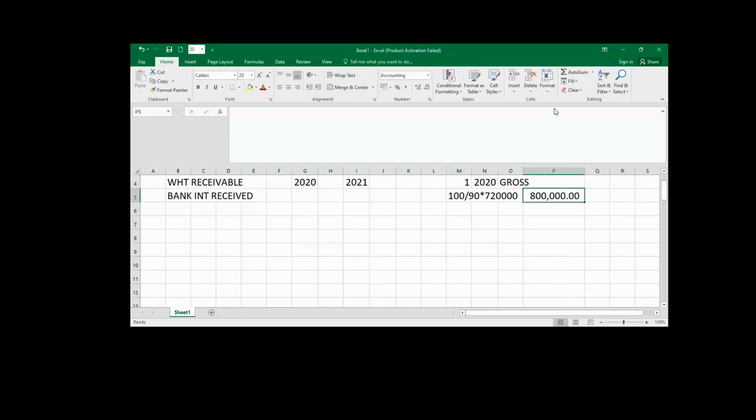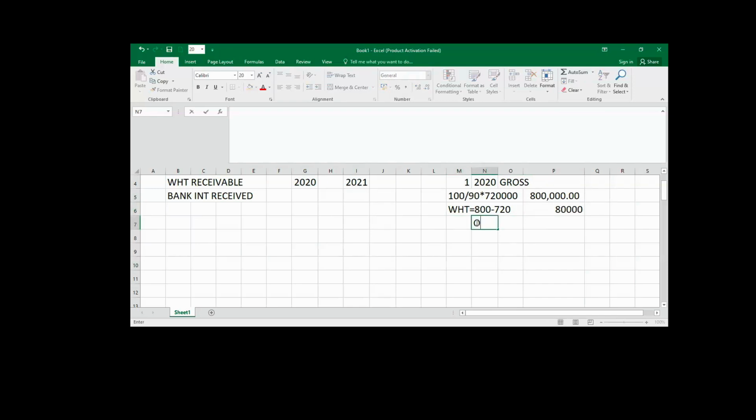So this 800,000 now is the gross amount, but what we received is 720,000. The withholding tax will simply be equal to 800,000 minus 720,000. That will give us 80,000 naira. 800 minus 720 gives me 80,000 naira.